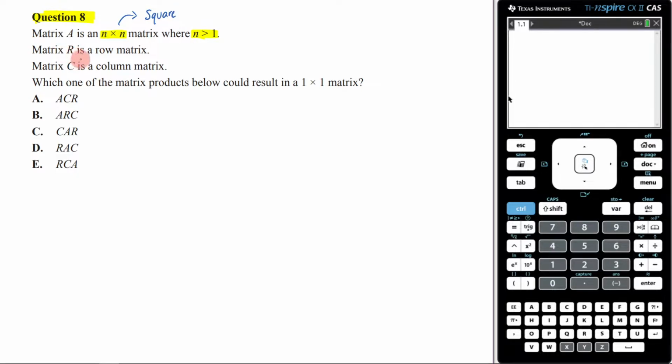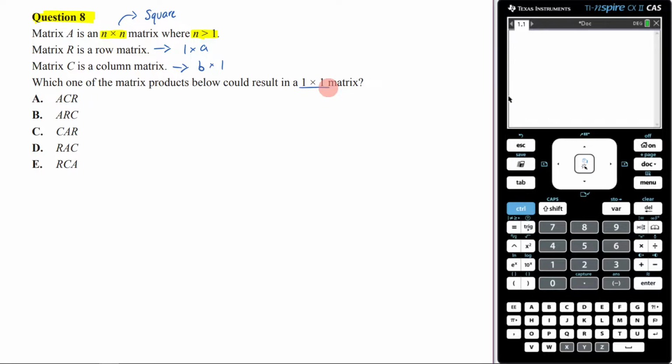All right, matrix R is a row matrix. What does that mean? It means I have one row, and now I could have as many columns as I want. So I'll just call it 1 times A. That is the dimensions of this thing. Matrix C is a column matrix. Now, if something's a column matrix, it means it could have as many rows as you want, but it has to have one column. So it's B by 1. All right, which one of the matrix products below would result in a 1 by 1 matrix?